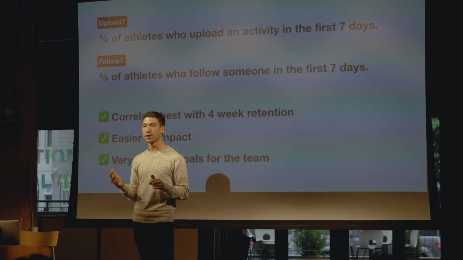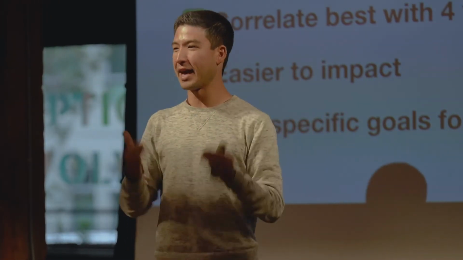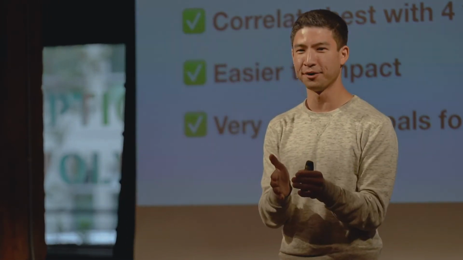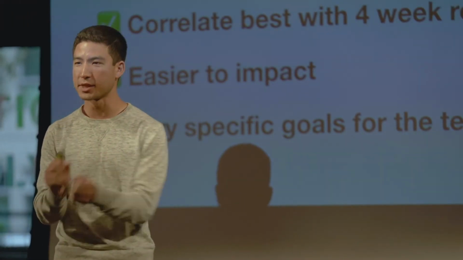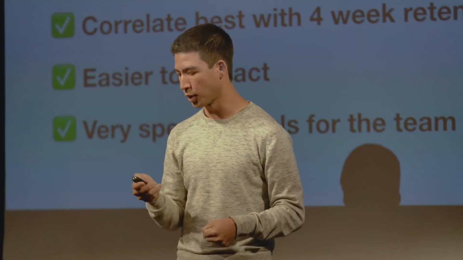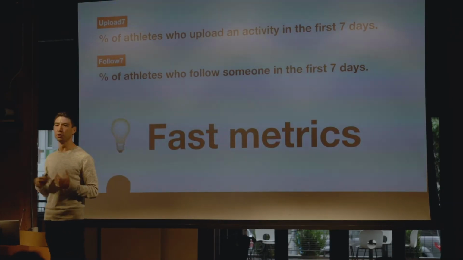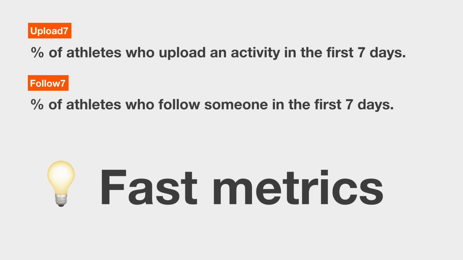The last thing is, when it comes to focusing the team on one or two things at a time, if we brainstormed for 4-week retention, we would come up with all sorts of crazy ideas. Having focus during a brainstorm is super important. So we are always thinking about how we can specifically improve upload and follow, and that keeps us focused, and we have a sense of ownership over a goal, which is great. So these are fast metrics. They allow us to move much faster and ultimately test more things throughout the year.